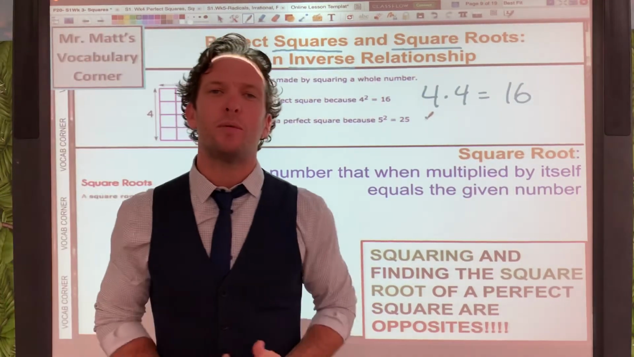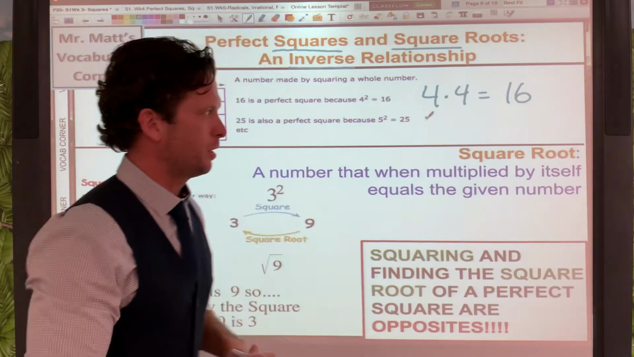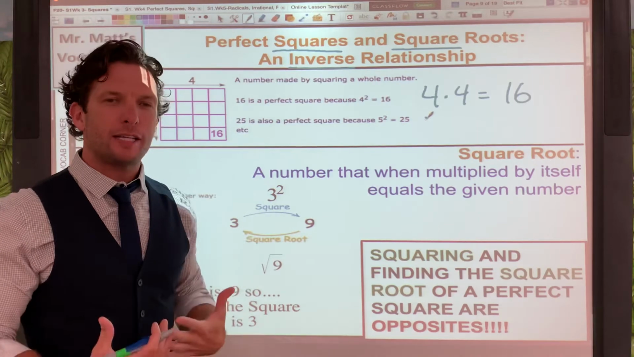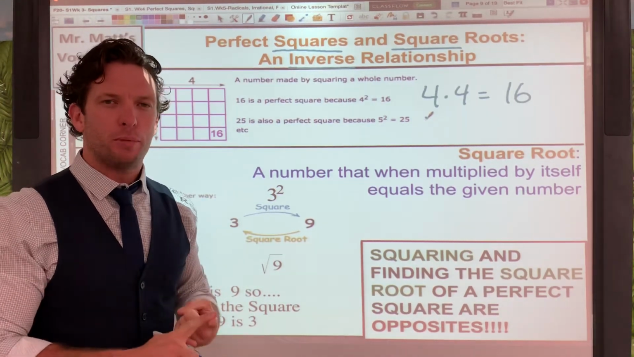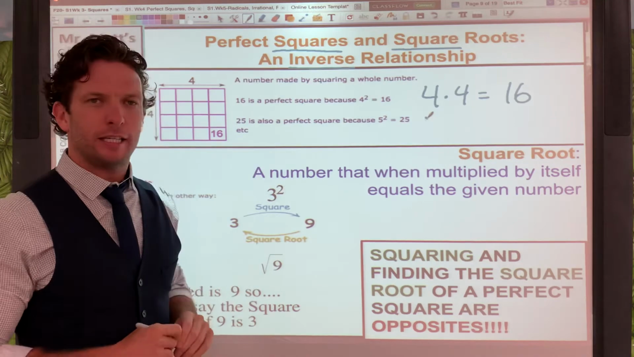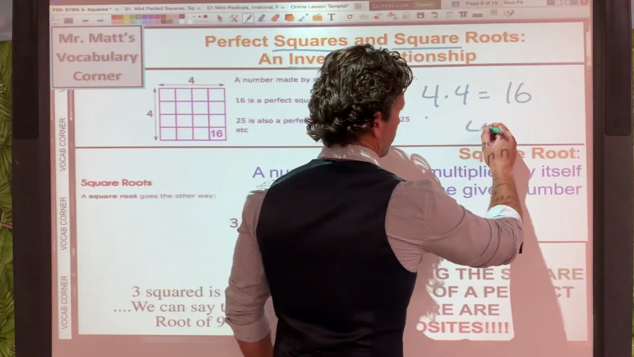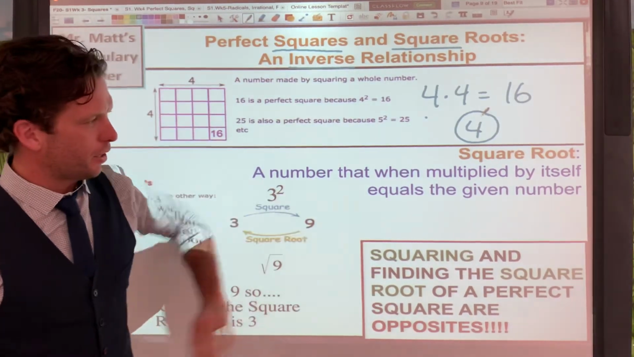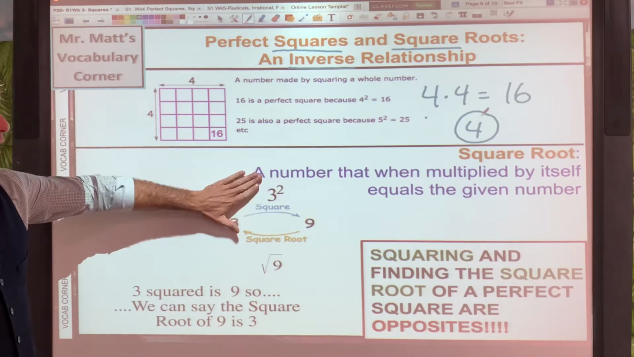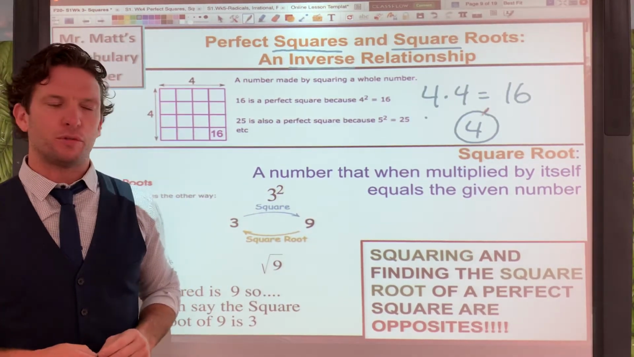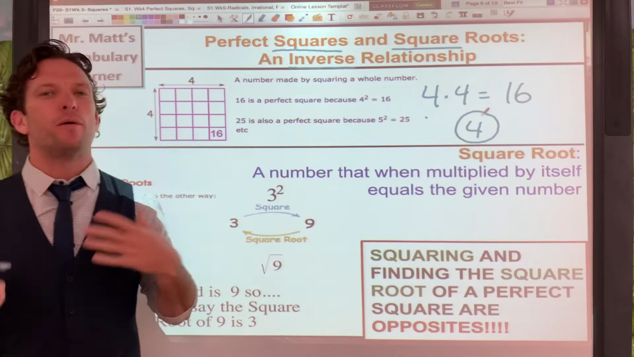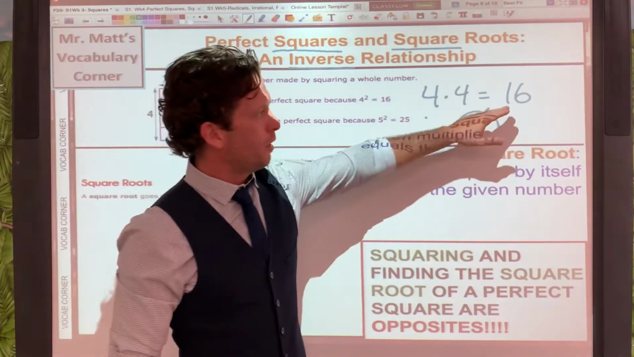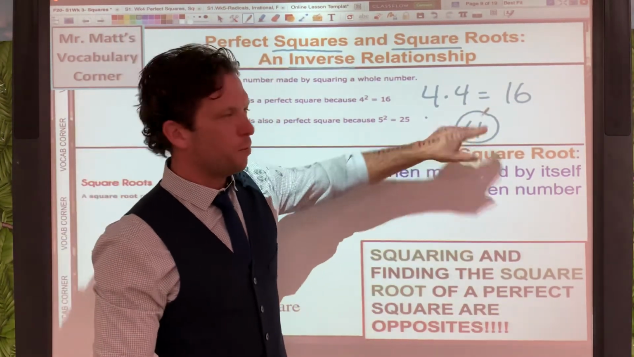Now, let's say we wanted to work backwards. If I said, what is the square root of 16? I'm really asking, what number do I multiply times itself to get 16? See how easy that was? Now let's take another look at the bottom with another example. Our actual math definition of square root is a number that when multiplied by itself equals the given number. So here, the square root of 16 would be 4.